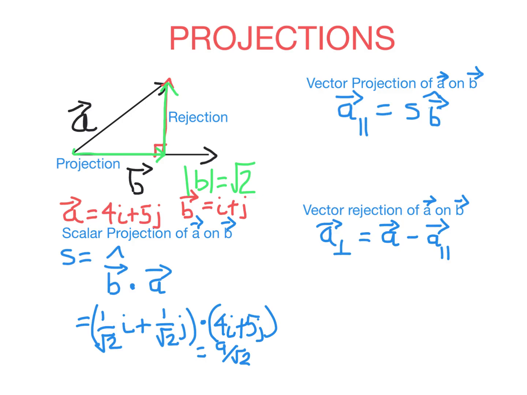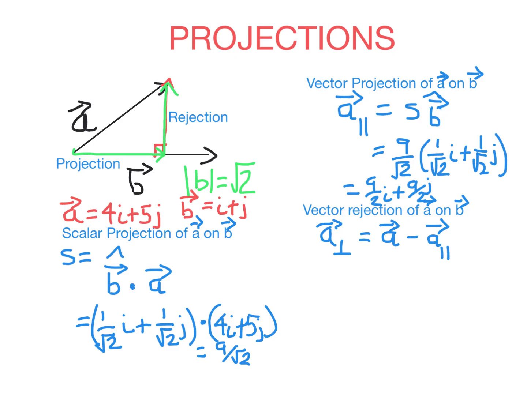So now we're going to calculate the vector projection of A on B. This answer is actually a vector. We're finding this vector here. So we take our scalar resolute and multiply by the unit vector of B. The scalar resolute we found previously was 9 on root 2, and we found that the unit vector of B was 1 on root 2 i plus 1 on root 2 j. Multiplying these two together, it's just scalar multiplication, we get 9 over 2 i plus 9 over 2 j.